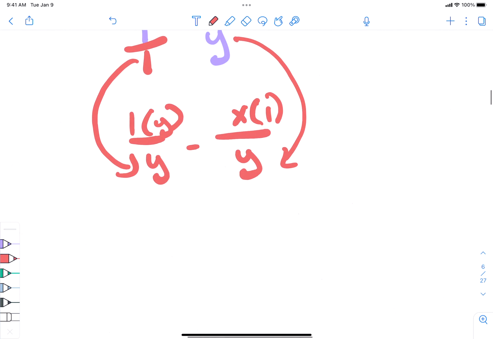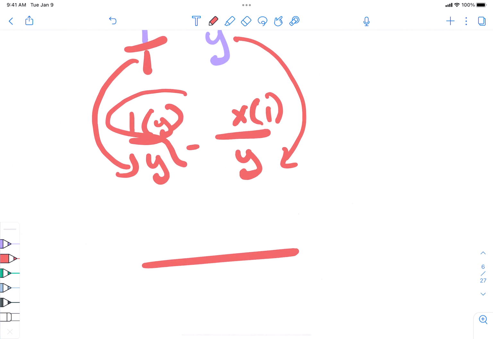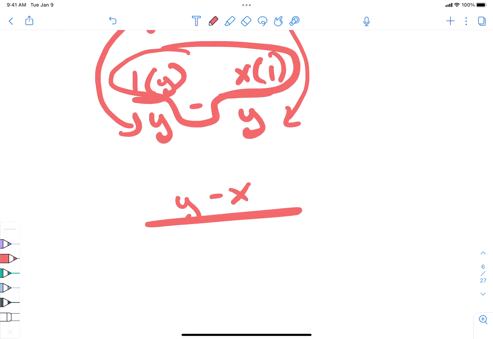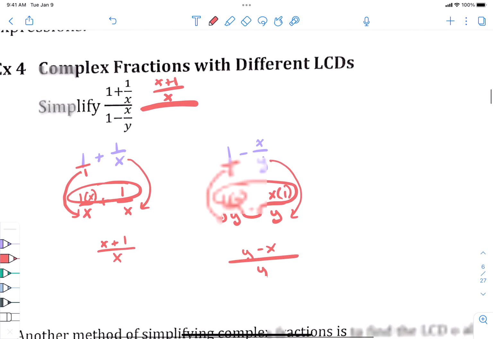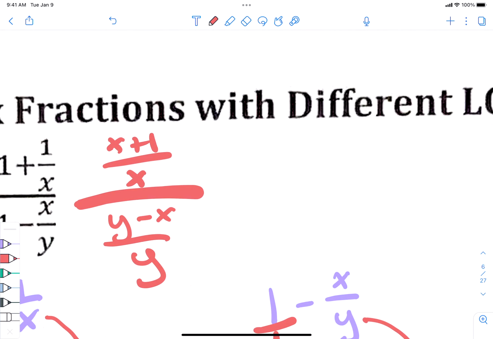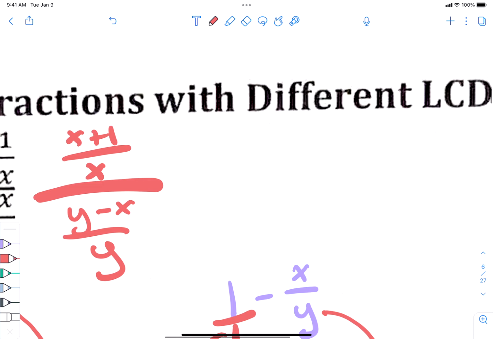All right, so let's simplify the top. 1y minus x. Do you see that? So y minus x, because the ones don't do anything. And then what's the bottom? Y. Oh, man, oh, man. All right, so y minus x over y, that's what he is. Okay? Oh, man. Okay, now how do I do this?